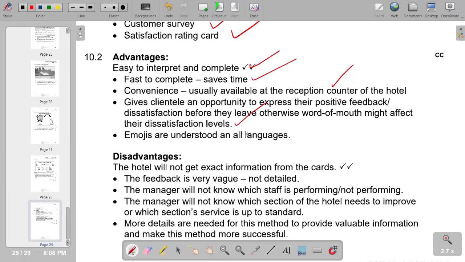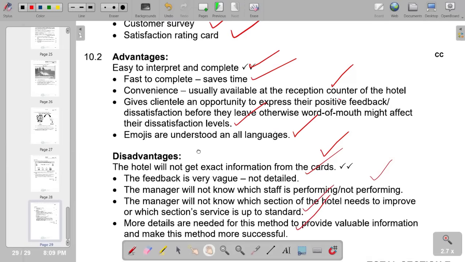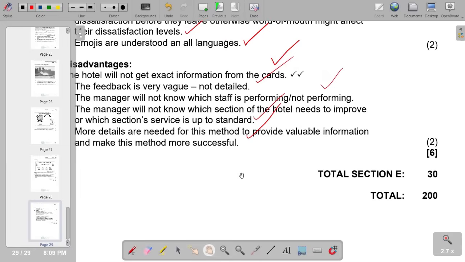So also, emojis are understood in all languages. So that's it. That is an advantage. That is also an advantage. Then we go to a disadvantage: the hotel will not get exact information from the cards. You don't get the actual information that you are looking for. The feedback is very vague, not detailed. Further points that are also correct can also be included. And this is the last question that we have in terms of our question paper.